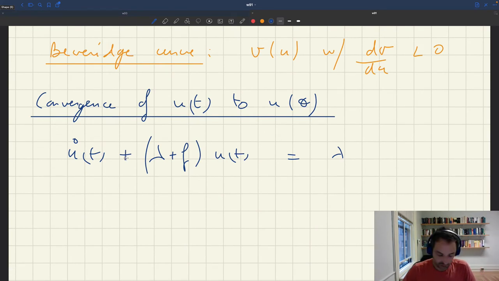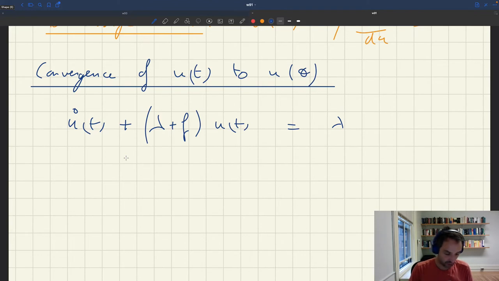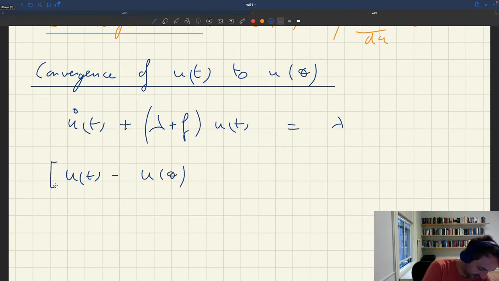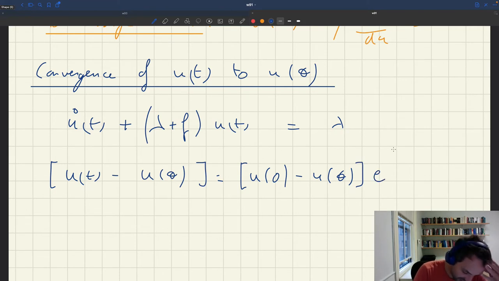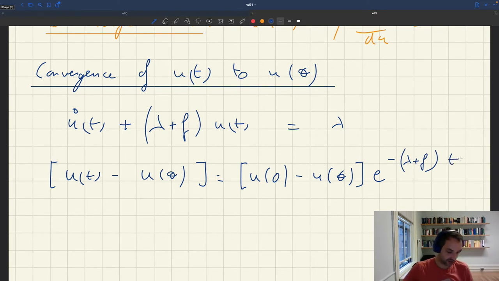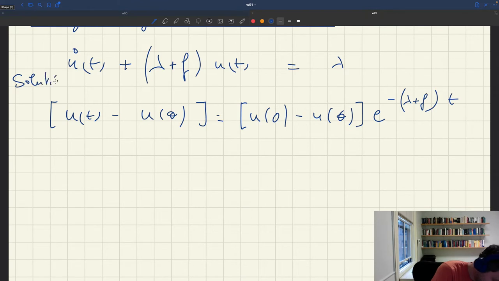That's the differential equation. Now we know how to solve this, it's just a simple first order linear differential equation. So we know how to solve it. We know that the solution is u of t minus u of theta, where u of theta is the critical point, is equal to u of zero minus u of theta, that's the initial condition, multiplied by the exponential to the power of minus lambda plus f times t. So we know that that's the solution because this is a very standard differential equation, and it's very easy to check.